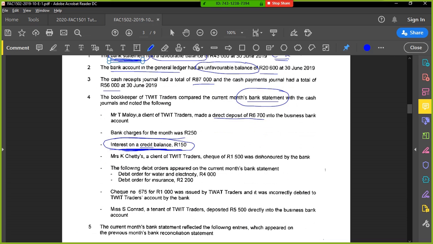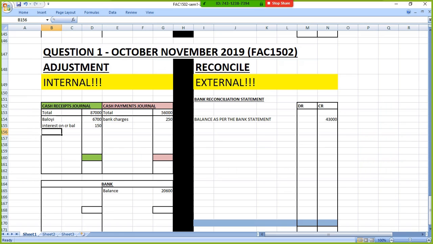Okay, a client had a dishonored check. Where do you put dishonored checks? In our books, where? Receipts or payments? Dishonored checks always go where? Cash payments. Good. Remember, a dishonored check means you received the check.